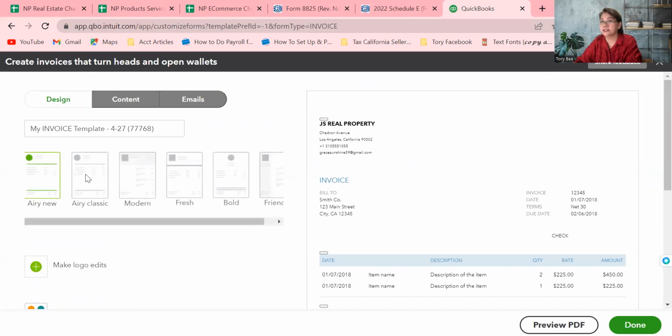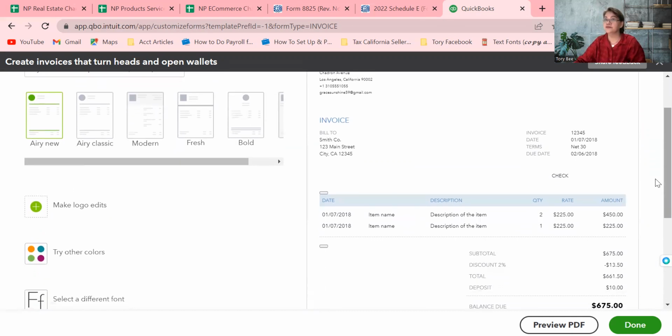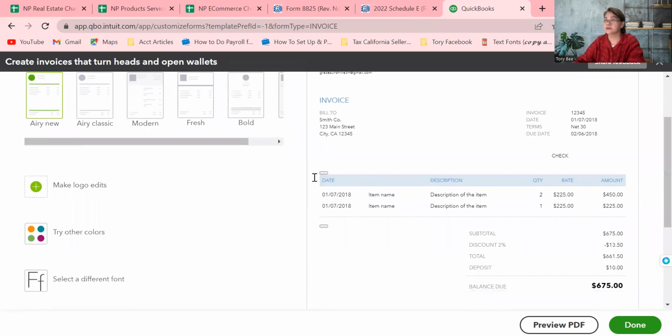Okay, change the template. You click the design here, so automatically it's in the design. So what you are seeing here is a renew. Okay, simple. There is the date, the item name. It's not yet filled out.